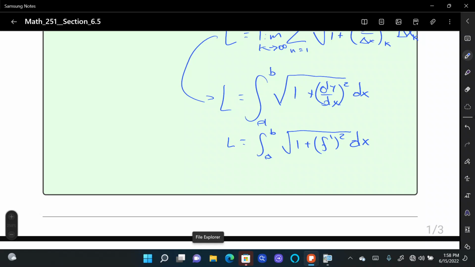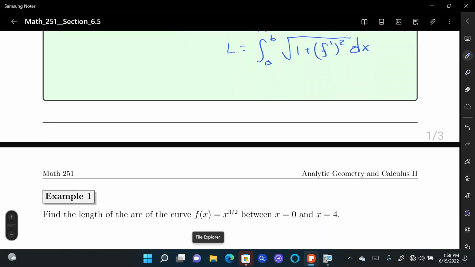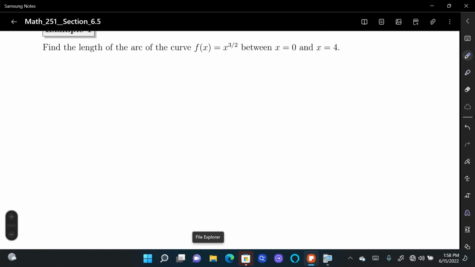I don't always do these kinds of derivation proofs, but I think this one is a fun one to do, especially because most of the proofs for the material that we covered this semester in this class require a little bit more advanced mathematics. This one is fine. This one is a good one to do. So that's how we find the arc length. So how about we look at one example.